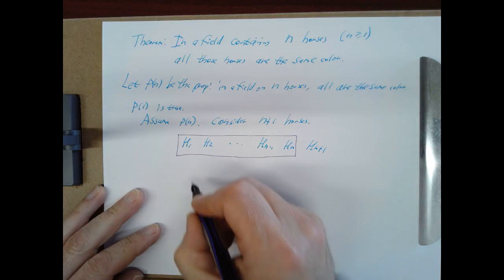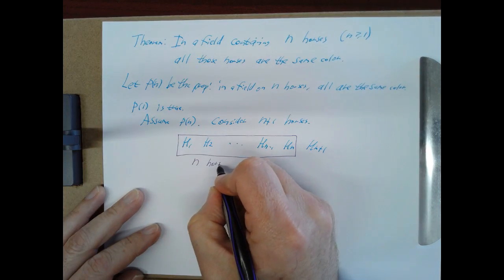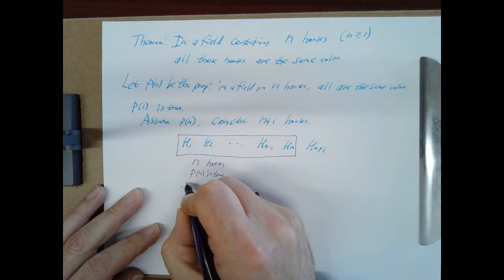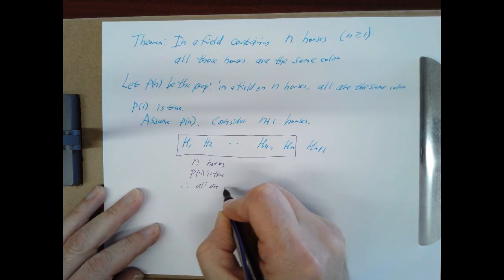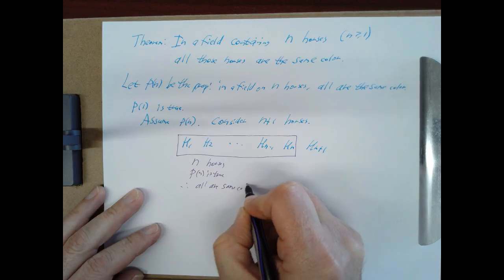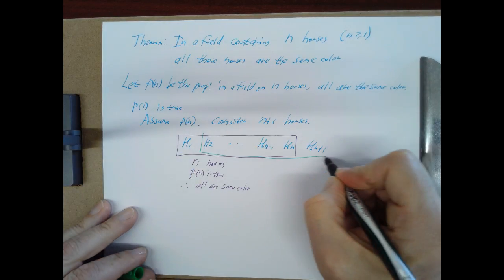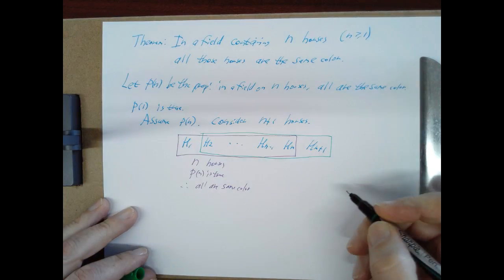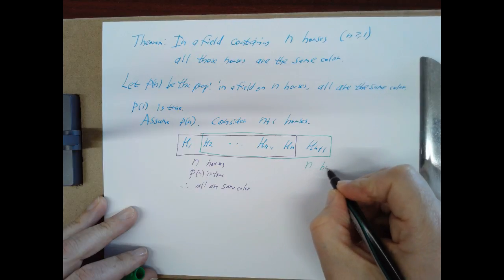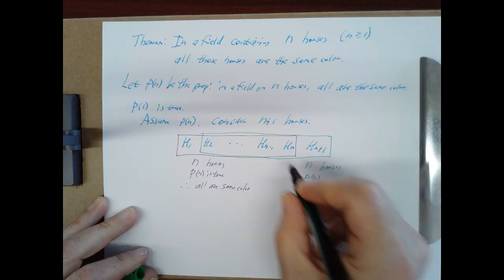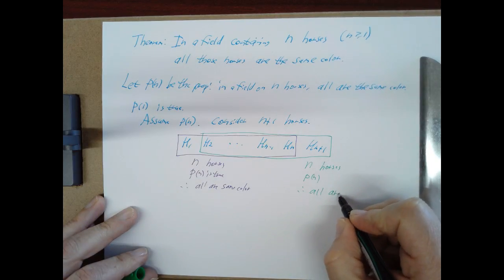Here we have n horses, and we know that P of n is true. Therefore, all are the same color. But we can also consider these n horses. And there we have n horses, and P of n is true. And so all of these horses in that second box are the same color.